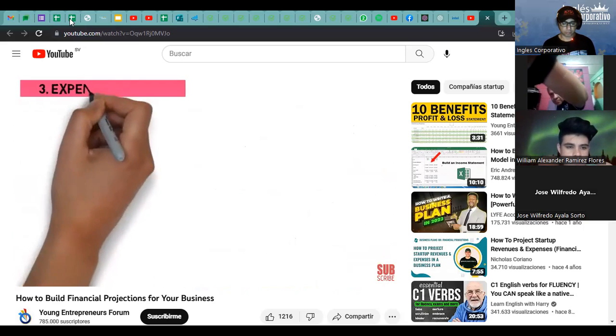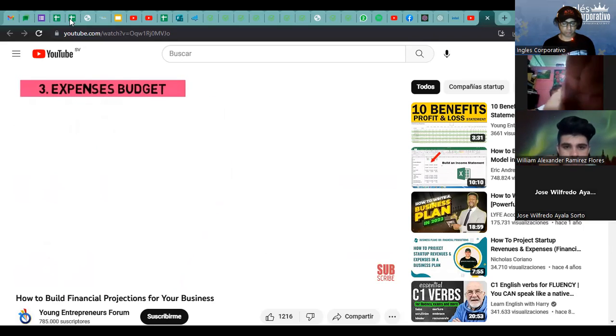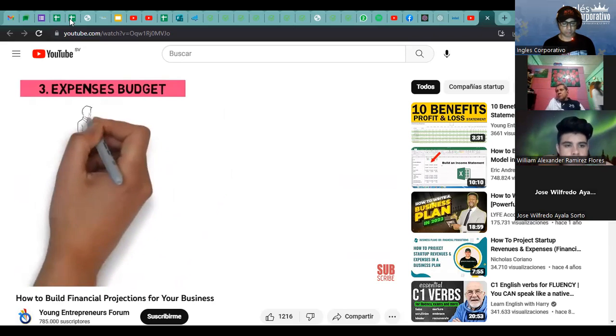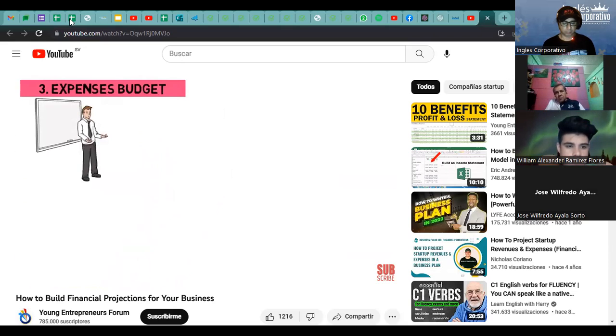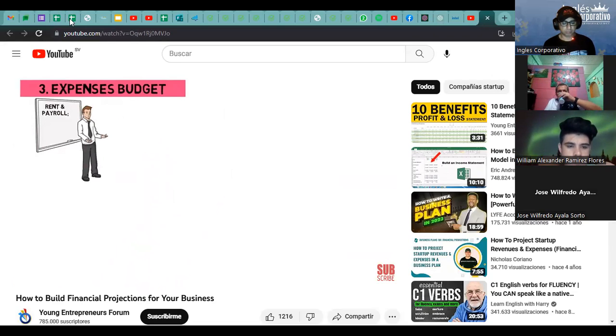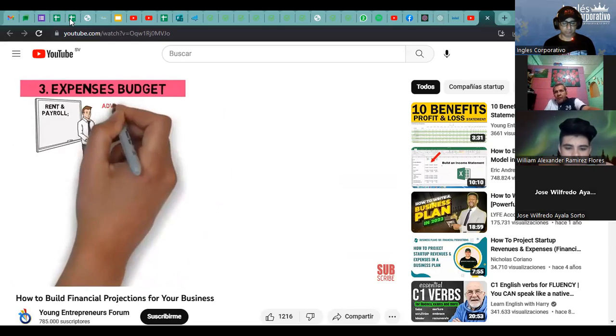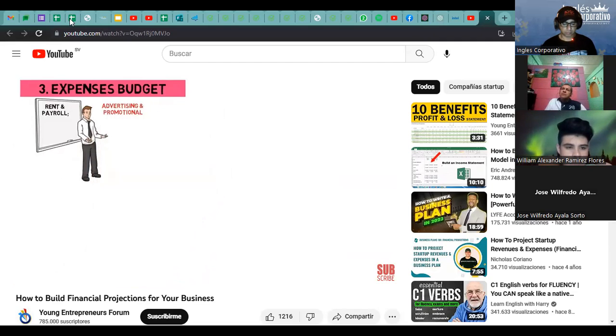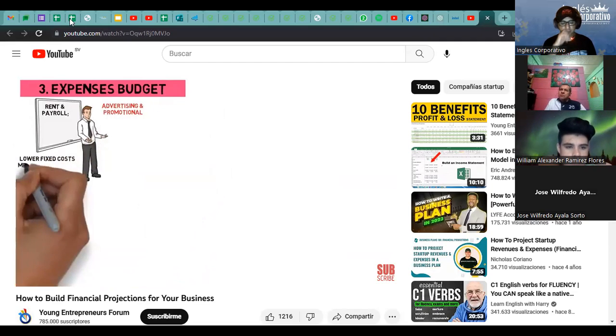Number 3. Creation of expenses budget. There is always a need to understand how much it is going to cost you for actually making the sales you have forecasted. It is recommended to differentiate between fixed costs, like rent and payroll, and variable costs, like most advertising and promotional expenses. Lower fixed costs means lesser risks.